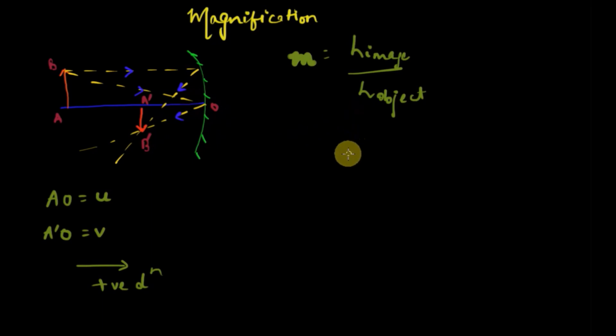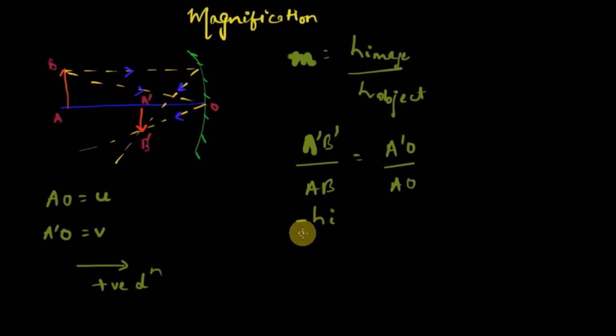Now, by the property of similar triangles, we have A dash B dash divided by AB is equal to A dash O divided by AO. Now let's apply sign convention and fill in the values of these variables. What is A dash B dash? A dash B dash is nothing but the height of image, and the image, as you see, is below the axis. So we will add a negative sign to it. So let me call this minus height of image.